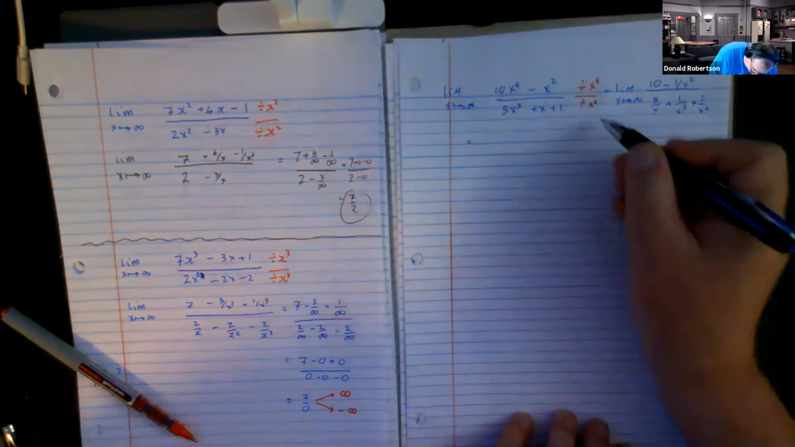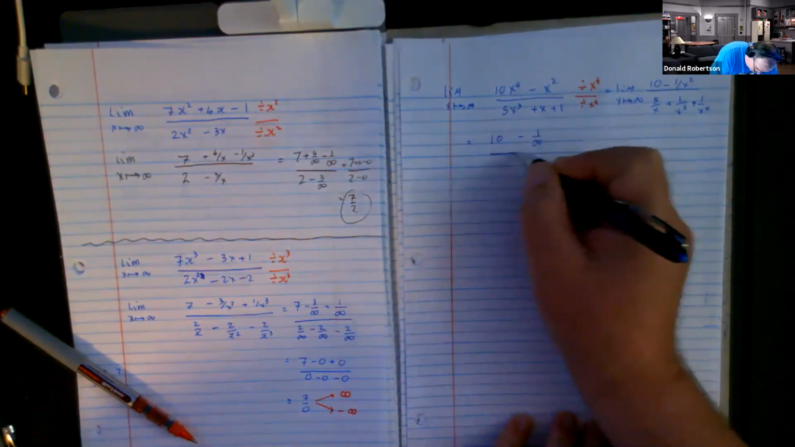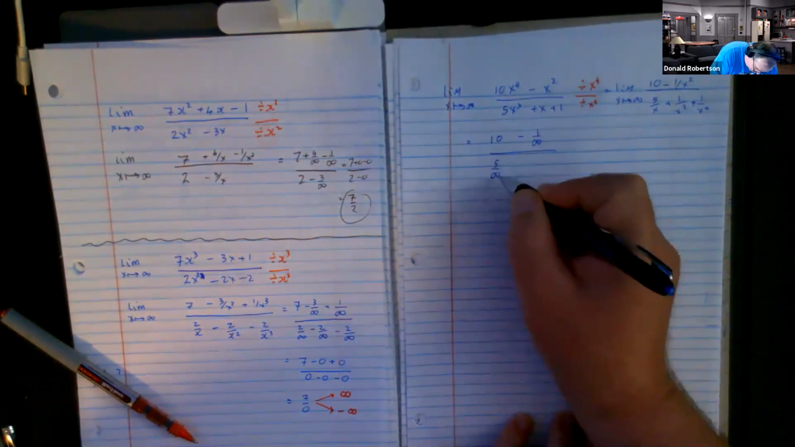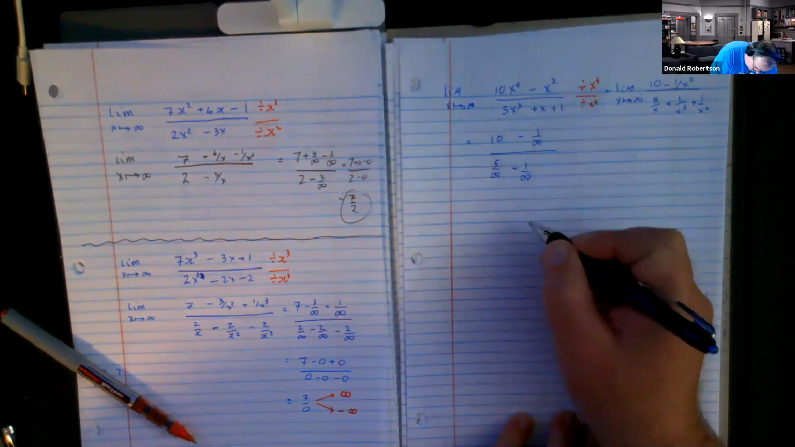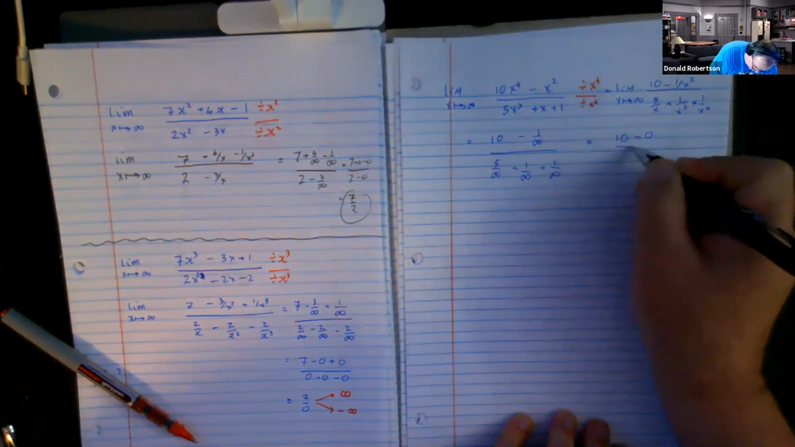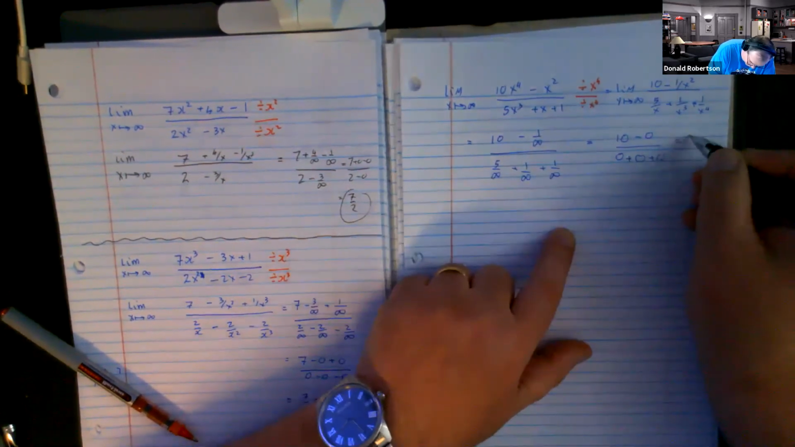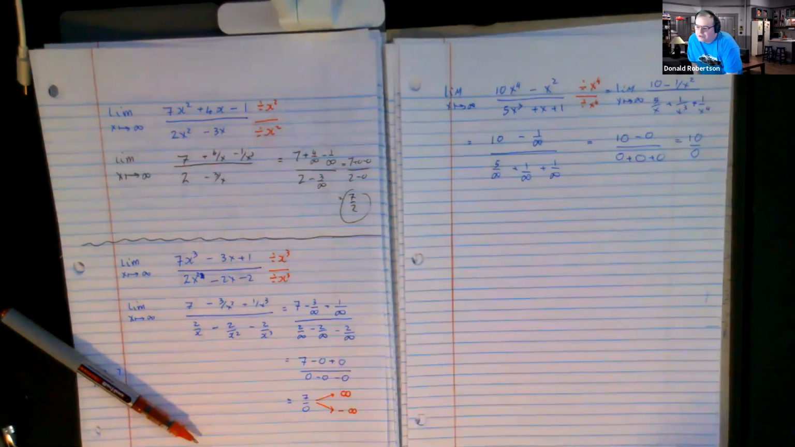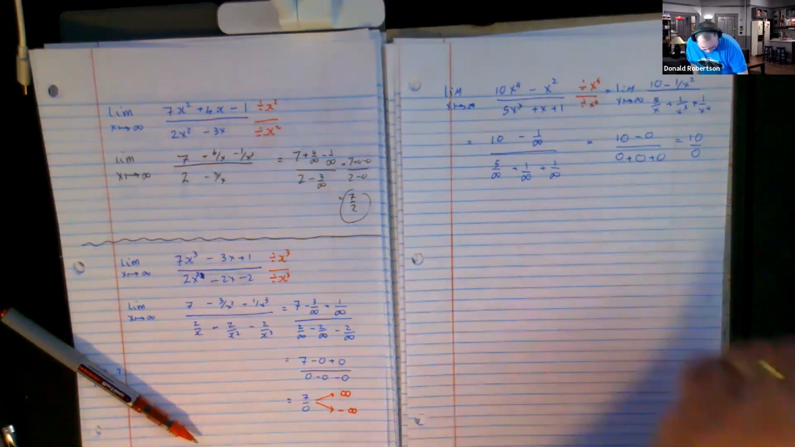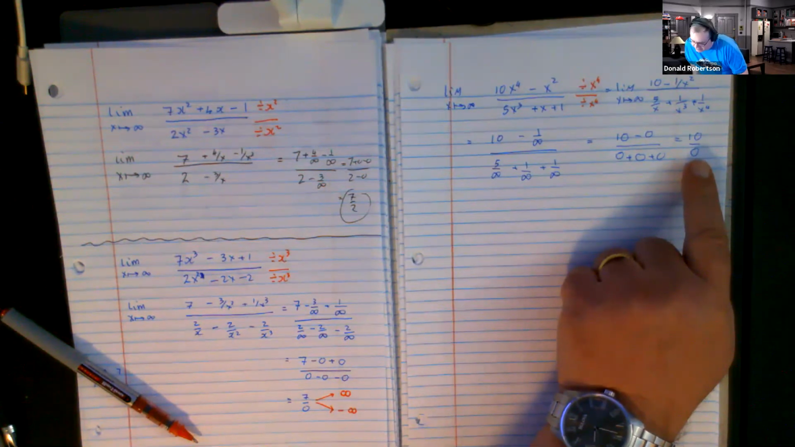Now if I plug in infinities, what do we get? We get 10, take away 1 over infinity, over 5 over infinity, plus 1 over infinity, plus 1 over infinity. So that gets me 10 take away 0, 5 over infinity is 0, 1 over infinity, 1 over infinity. We have that dreaded some number over 0 situation again, right? The first time it was 7 over 0, now it's 10 over 0. What this process has done has just got to the point where we know the answer is infinity, but we don't really know which one yet.